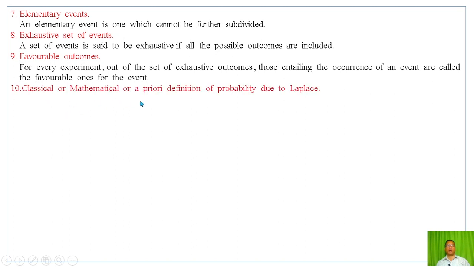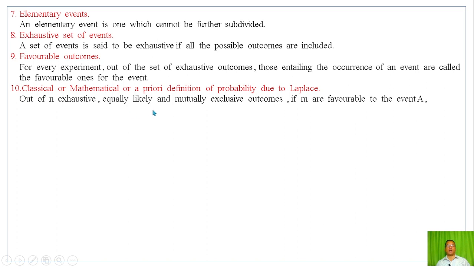Classical or mathematical or a priori definition of probability due to Laplace. Let us define this term. Out of an exhaustive, equally likely and mutually exclusive set of outcomes, if M are favorable to the event A, then the probability of the occurrence of the event A, denoted by P of A, read as probability of happening of A, is P of A equals M by N. What is N? N is the number of exhaustive, equally likely and mutually exclusive outcomes.